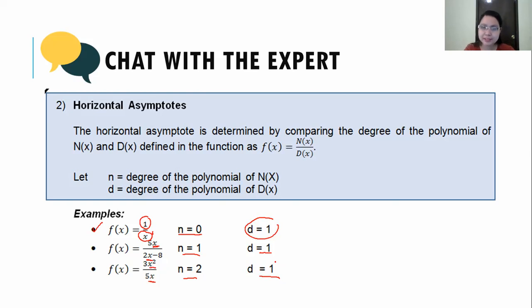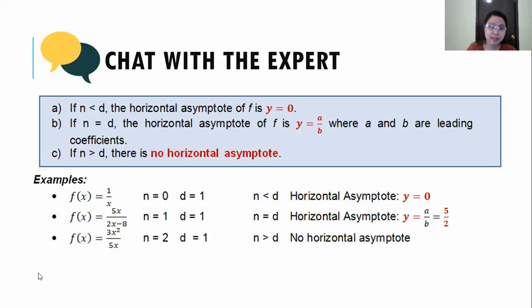Now, why is it important to find the degrees? Because here's how we solve for our horizontal asymptote. If the denominator's degree is greater than the numerator's, then our horizontal asymptote is automatically y equals 0. Example, the first one: the denominator's degree is 1, the numerator's is 0. So the denominator is greater, and our horizontal asymptote is automatically y equals 0.